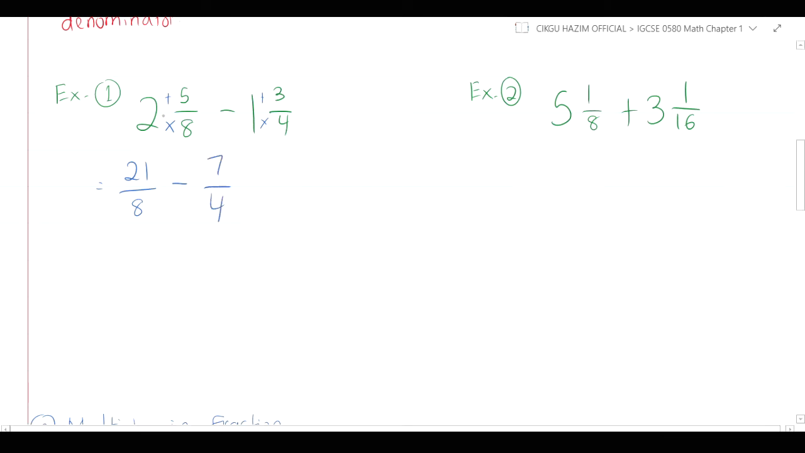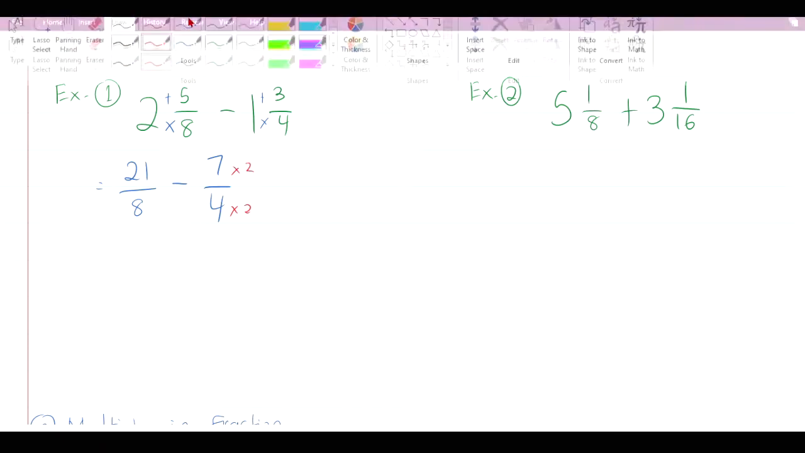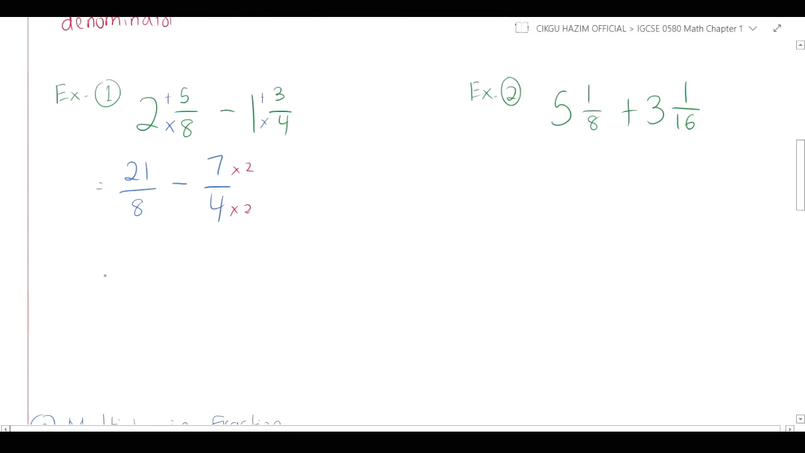Since we have 8 and 4 as the denominator, the LCM between these two is 8. How do we know? You just know it, this is back in the day training exercise. So you multiply by 2 and multiply by 2 to make sure the denominator is the same. Then we have 21 over 8 minus 14 over 8, and then you minus it yourself. 21 minus 14, you get 7 out of 8, and that's your answer.